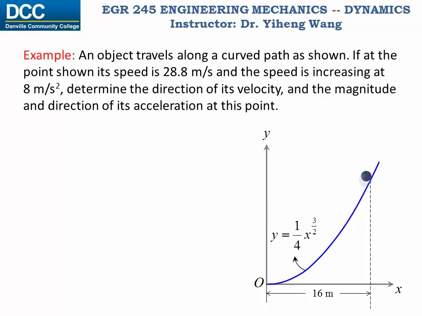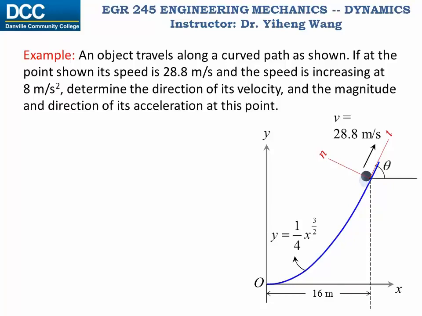Since we know that at any given point the object will have a velocity that is tangent to its path, we can set up the t-axis, which is tangent to the path, pointing towards the direction of motion, and an n-axis that is perpendicular to the path and points towards the center of curvature. And the velocity simply points towards the same direction as the tangent axis, and it has the magnitude of 28.8 meters per second.